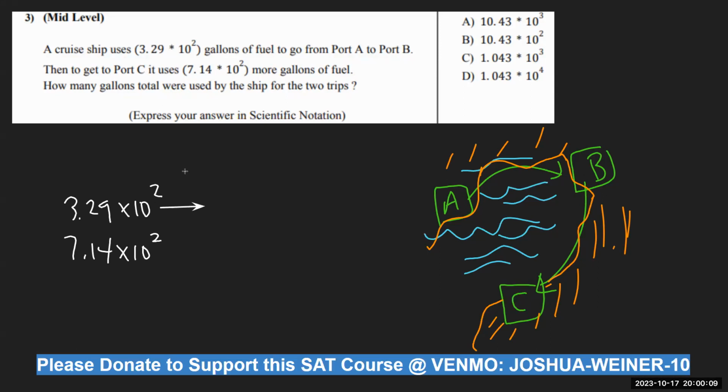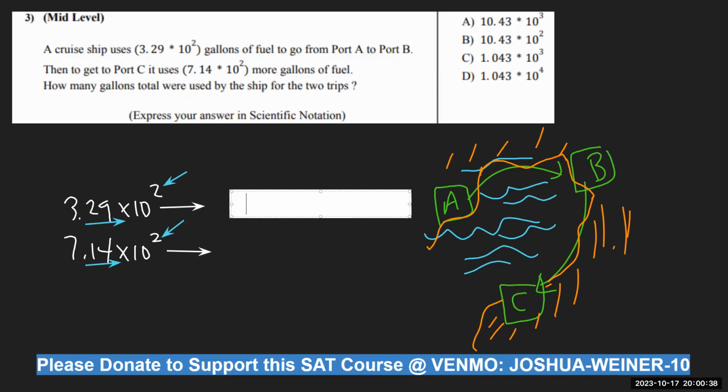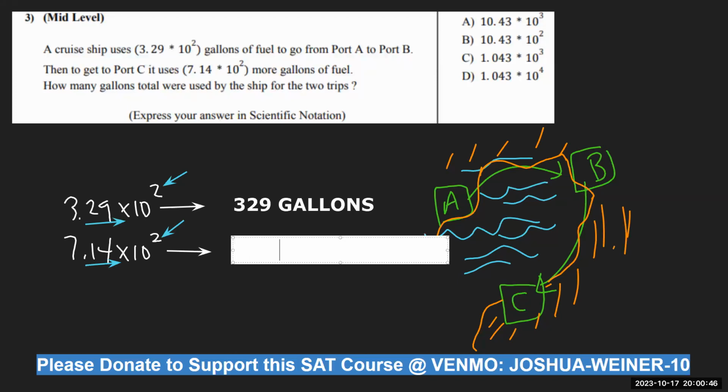For most students in middle and high school, what you should do is move the decimal the number of places of the exponent. So since it's 2, we have to move the decimal 2 places, because it's in scientific notation. Rewriting it for you, Isabel, we'd have 329 gallons of fuel for the first trip. So 329 gallons. Then for the second trip, which was 7.14, 714 gallons.